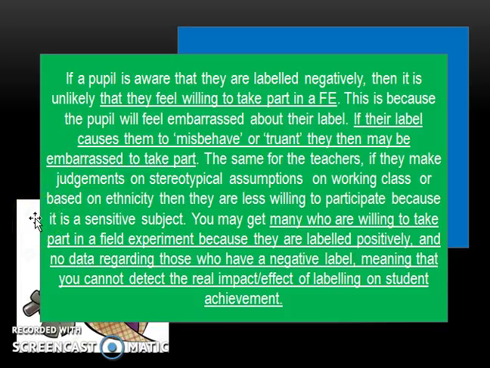If they make judgments or stereotypical assumptions on working class or based on ethnicity, then they are less willing to participate because it's a sensitive subject. Yet, you may get many who are willing to take part because they are labelled positively, and no data regarding those who have a negative label, meaning that you cannot detect the real impact or effect of labelling on student achievements.